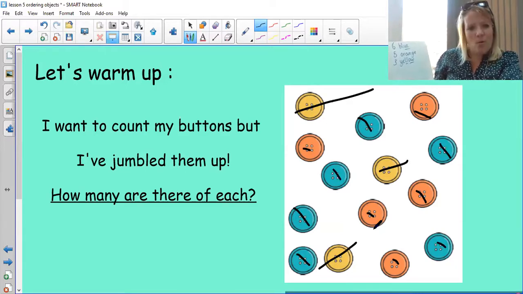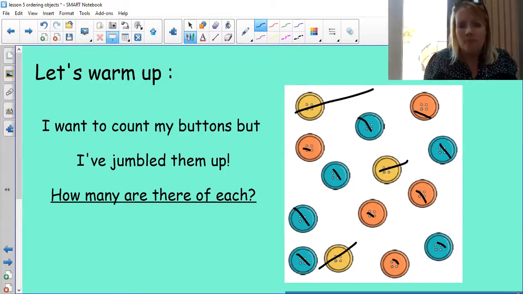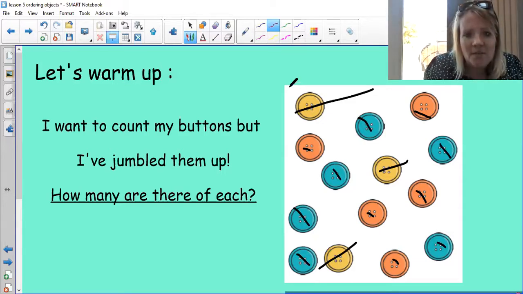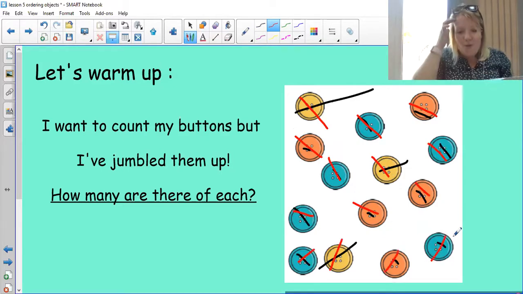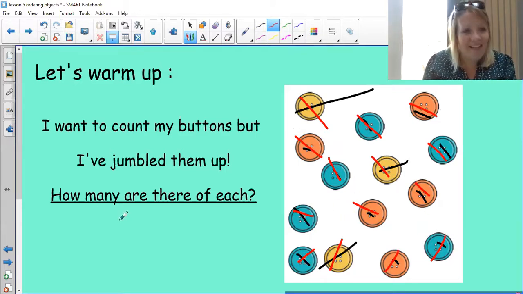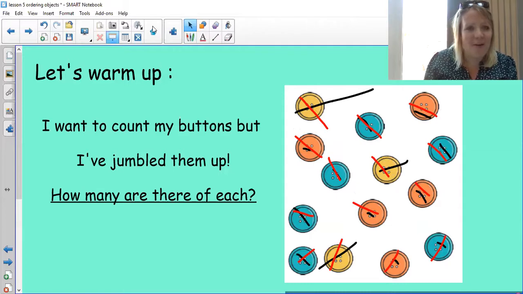How many buttons were there all together? Shall we count? I'm going to use my red this time so we don't get confused. 1, 2, 3, 4, 5, 6, 7, 8, 9, 10, 11, 12, 13, 14. There were 14 buttons all together. That's correct. Excellent job, guys. Great counting, getting our brains thinking, ready for our lesson today.